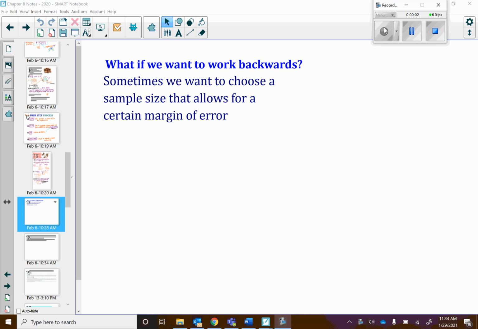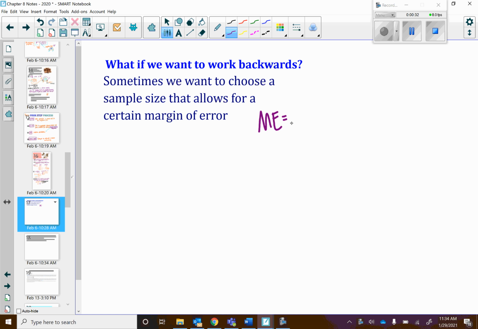Hi, I said I was going to make one last quick video for the final thing in 8.2, and that's a question about what if we don't actually know the sample size yet, because we haven't done our sample, and we want to create a sample size that gives us a specific margin of error. What if we want to work backwards? Sometimes we want to choose a sample size that allows for a certain margin of error.